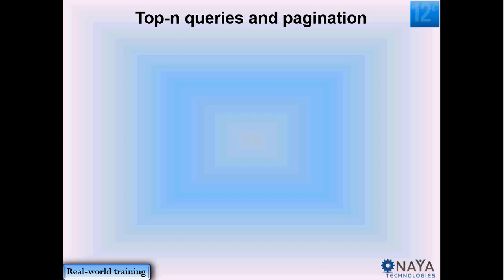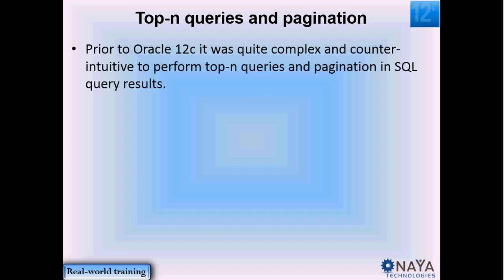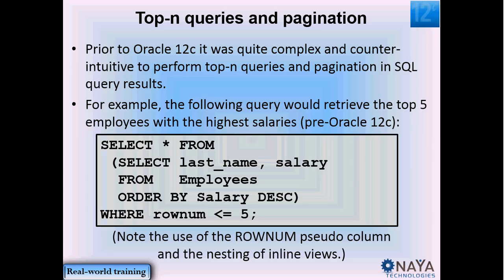Today I want to talk about one of the Oracle 12c new features for performing top-N queries and pagination through SQL query results. Prior to Oracle 12c, it was actually quite complex and counterintuitive to perform such top-N queries in Oracle. Let's take, for example, the following query, which retrieves the top 5 employees with the highest salaries.